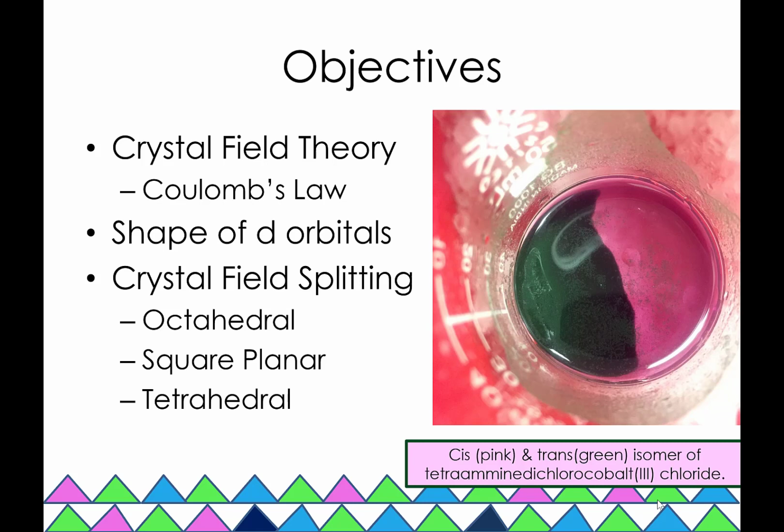In this lecture, we're going to talk about crystal field theory, specifically how it's based on Coulomb's Law. To discuss crystal field theory, we'll need to talk about the shape of d orbitals, because crystal field theory is a specific theory to talk about bonding for transition metal complexes. And all of our transition metals have their valence electrons in d orbitals. And finally, we'll talk about the crystal field splitting for octahedral, square planar, and tetrahedral coordination spheres.